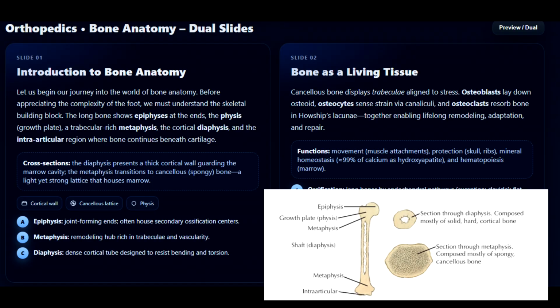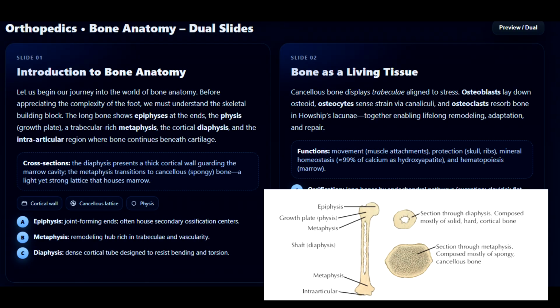At the ends, you find the epiphyses, the rounded extremities that usually form joints with other bones. Just beneath that lies the growth plate, also known as the physis, which is a crucial zone during development because it allows the bone to lengthen as a child grows. Between the physis and the shaft sits the metaphysis, a region rich in trabecular bone, where much of the dynamic activity of bone remodeling takes place.